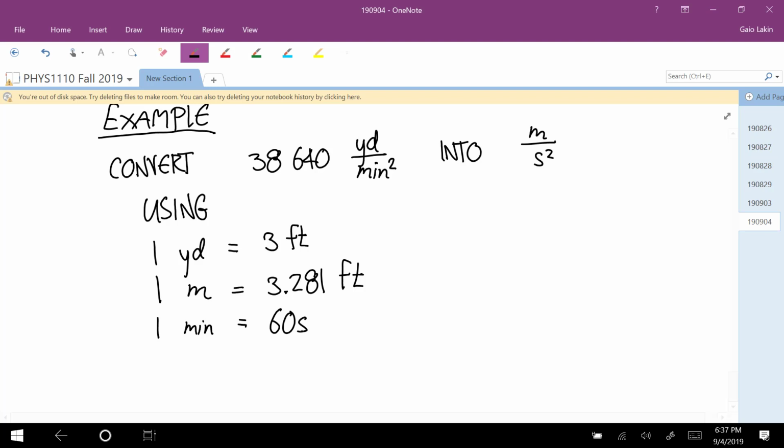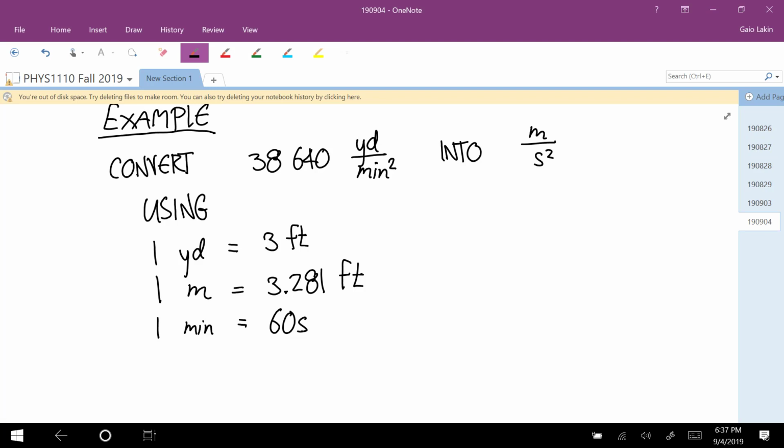Okay, so to do this conversion, we're going to have to multiply by a fraction that converts this yards into feet, then multiply by another one that converts the feet into meters, and then multiply by another one, then we have to deal with the fact that we're going from minutes to seconds.